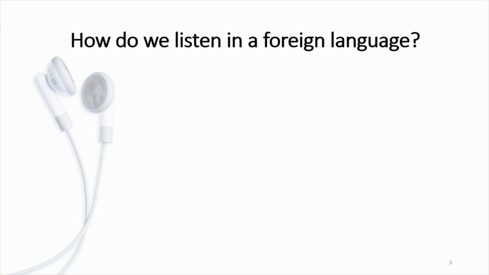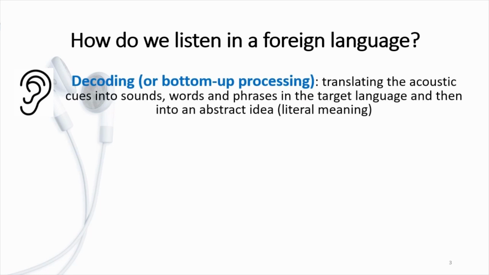So just to start off, how do we listen in a foreign language? Well, listening consists mainly of two directions of processing. The first is called decoding or bottom-up listening processing. This means translating the acoustic cues that we hear into sounds, words and phrases, and then reaching an abstract idea. For instance, when we hear the word thread in a text, we may wonder if we've heard a th or a b sound.